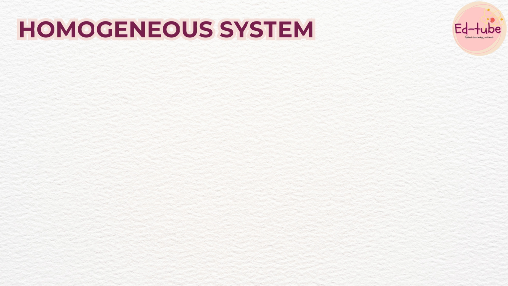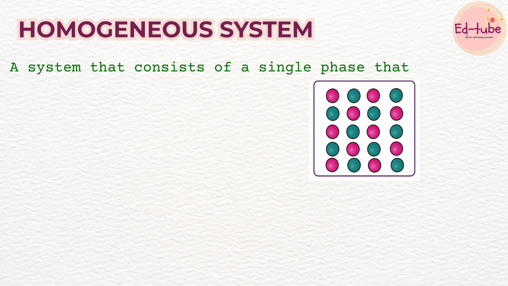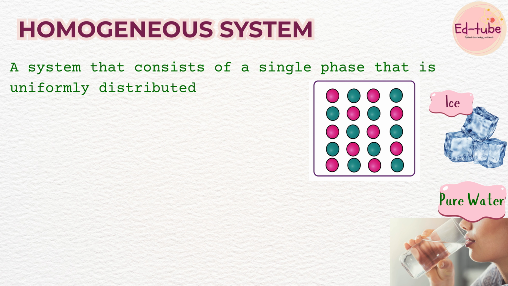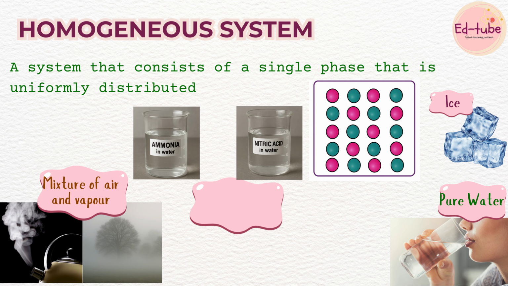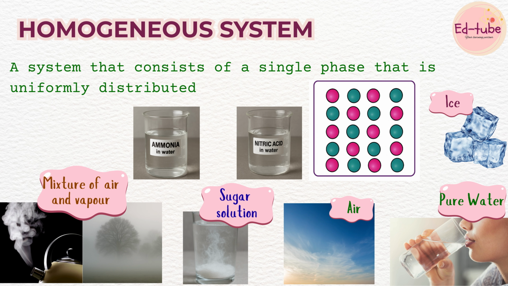Firstly, homogeneous system. A system which consists of a single phase is known as a homogeneous system. The examples of this system are water, ice, mixture of air and vapor, mixture of ammonia in water, water plus nitric acid, etc.